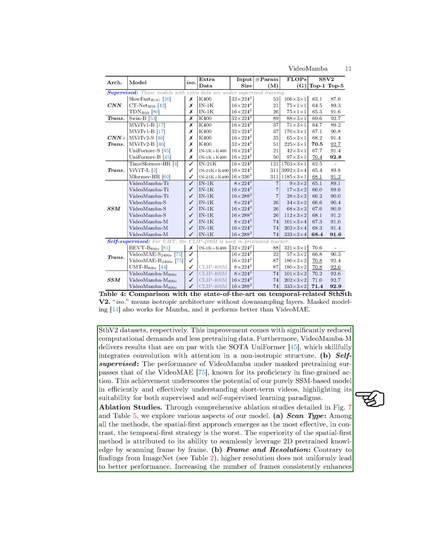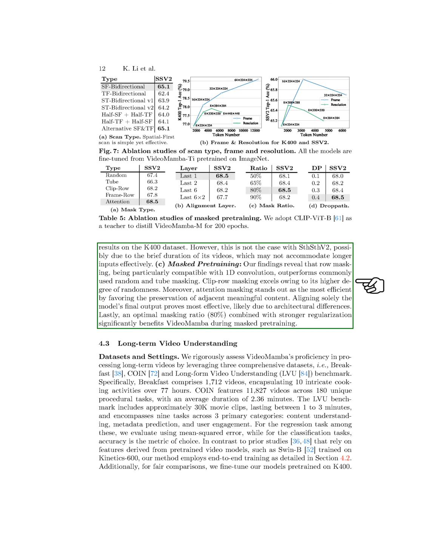When comparing results, our VideoMamba-M model shows promising performance improvements over other methods in both supervised and self-supervised settings. Through ablation studies, we delve into different aspects of our model. We find that a spatial-first approach works best, while the number of frames plays a crucial role in performance. We also discover that row masking, especially clip row masking, and attention masking are effective techniques during pre-training. Moreover, we identify the optimal masking ratio and regularization strength that benefit VideoMamba during masked pre-training.